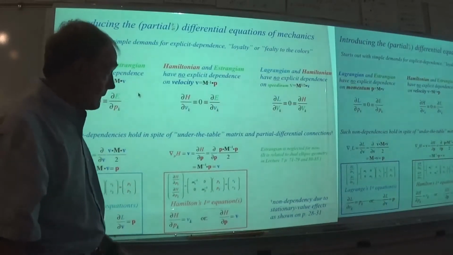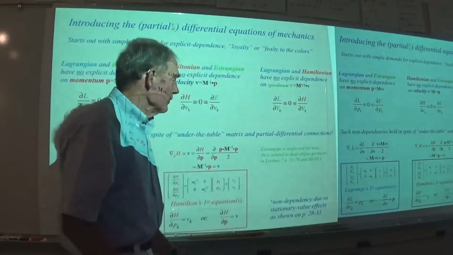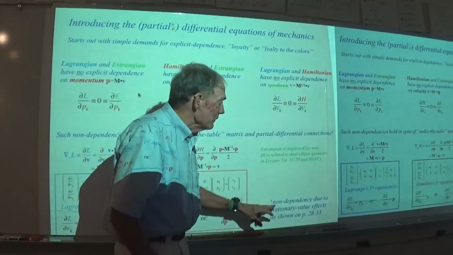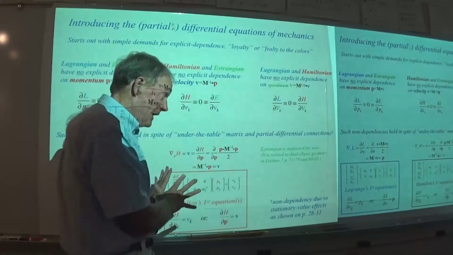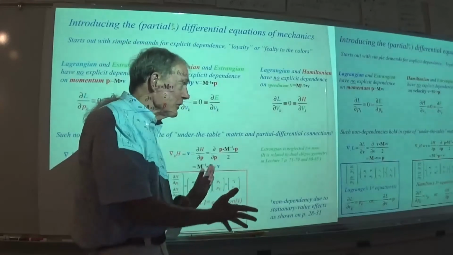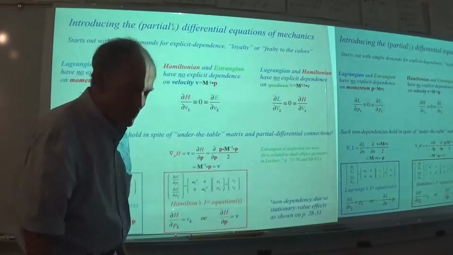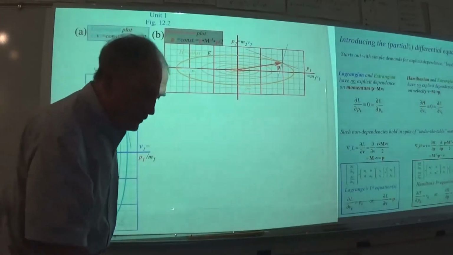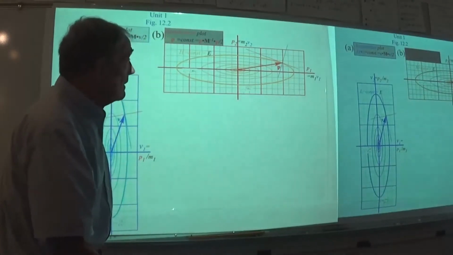Now, as we're going to see on page about 28 or so, the non-dependency due to stationary value effects is what is behind this on the classical side. It's called a contact geometry, which we are going to have to look at more closely very shortly here. So let's just remind us what the geometry looks like.